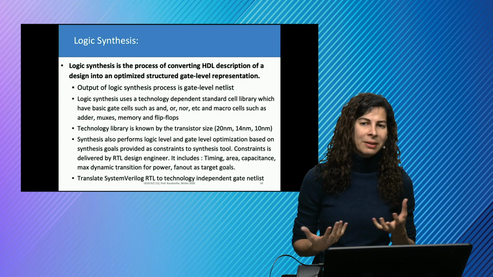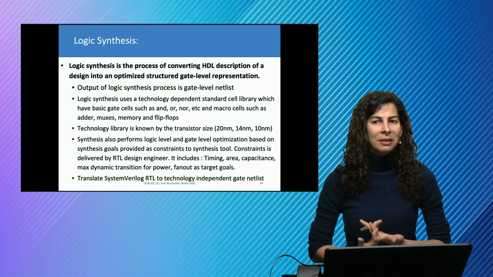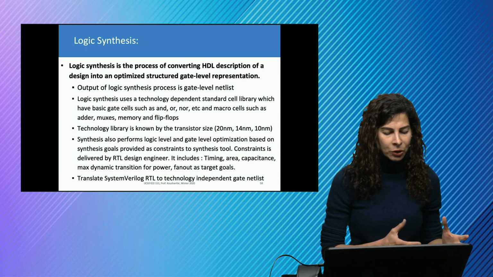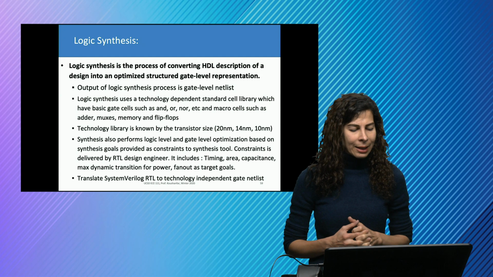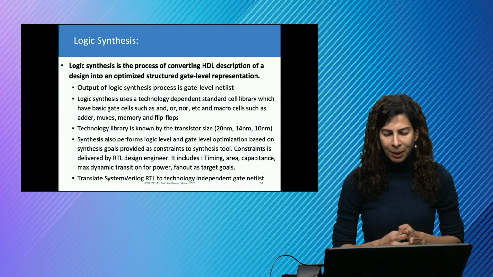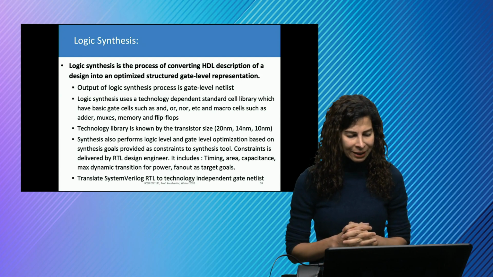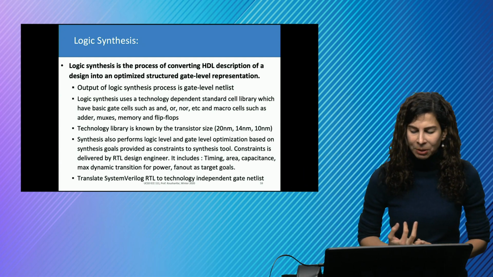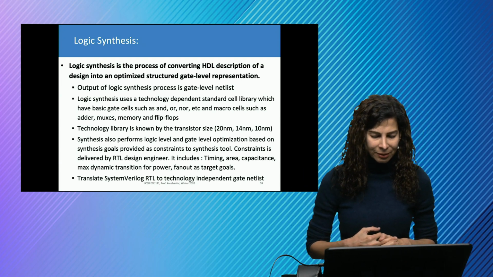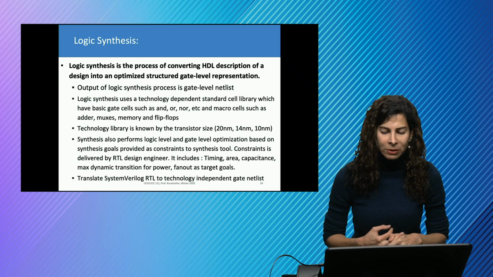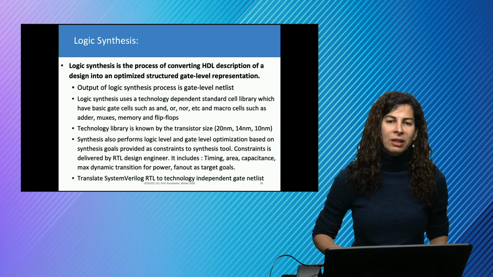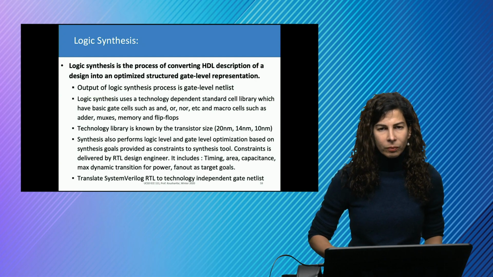And this is typically going to a technology-dependent format, because we should have an understanding at the high level of the design. Is this netlist going to be translated, for example, to an FPGA, to standard cell logic, and so forth? The technology library is known by the size of the transistors in ASIC, and both logic-level and gate-level optimization are done during the synthesis level, and the constraints are typically the physical constraints, and they're given by the designer.